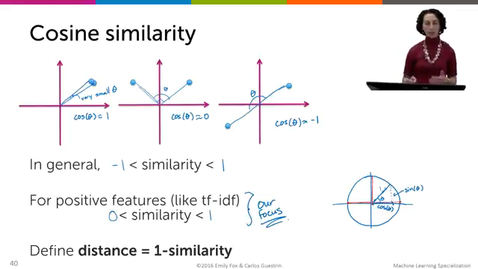And in these cases, the way we're going to define a distance is simply 1 minus the similarity. And remember, it's not a proper distance according to formal definitions of a distance metric, but we can use it as a measure of distance between articles.